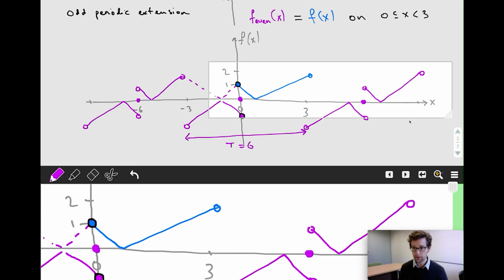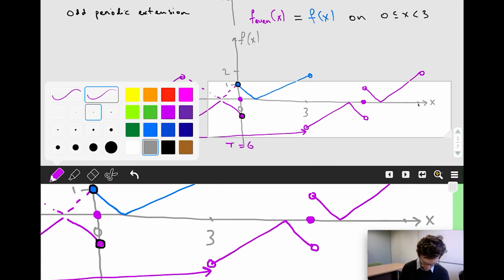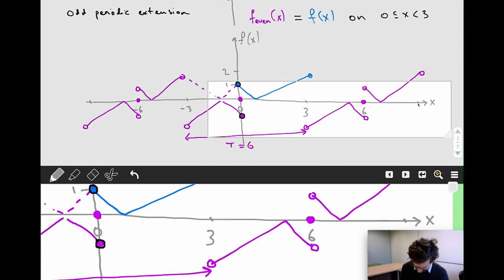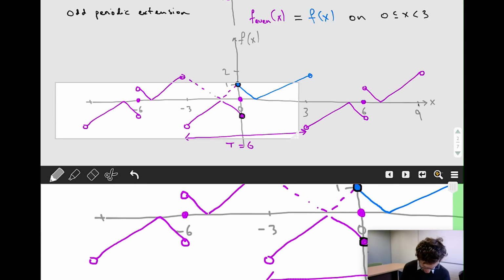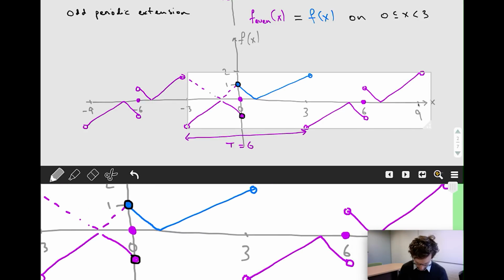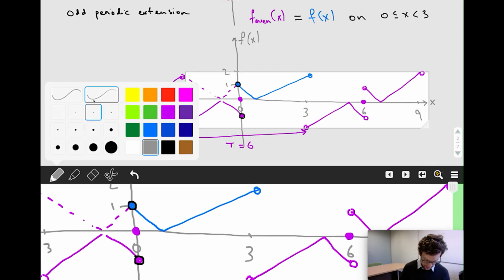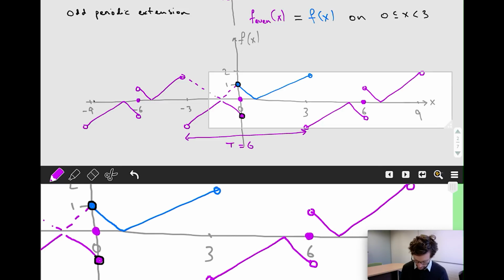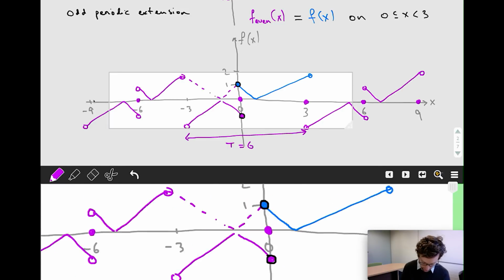Now notice that I also need to decide what happens at 9 and minus 9 and minus 3 and 3. You see, I don't have values for these functions here or here or here or here. So once again, I'm going to choose that to be 0, because that's the only value it can take for this to be really a truly odd function.